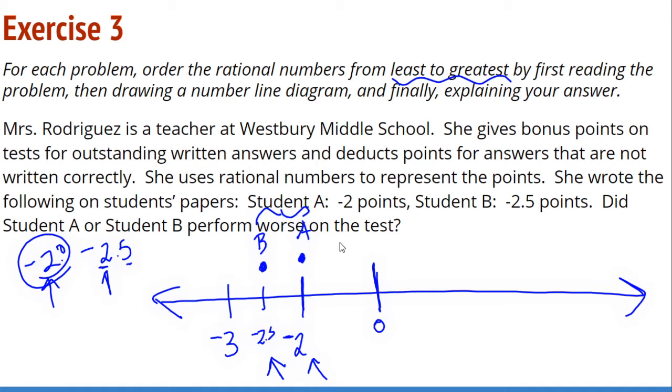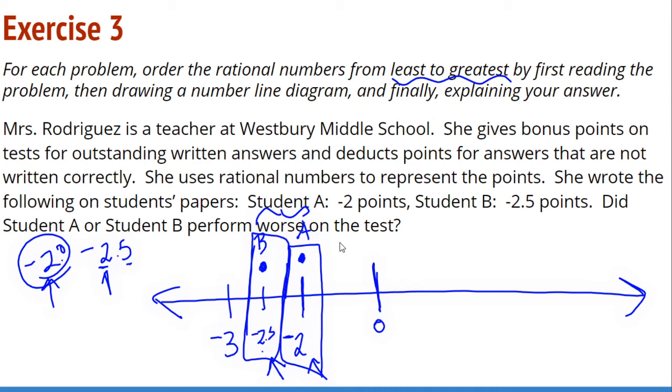Now, if we're thinking strictly in which number is greater and which one is less, we say that -2 is greater than -2.5. But we also need to think about the meanings of the numbers. When we talk about taking 2 points away, is that better or worse than taking 2.5 points away?